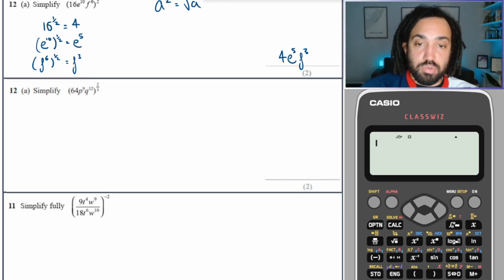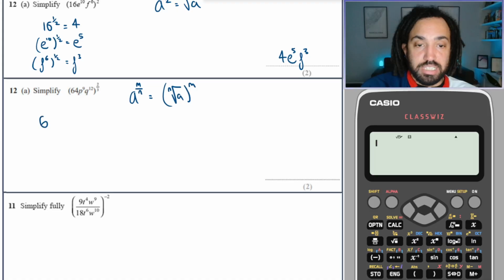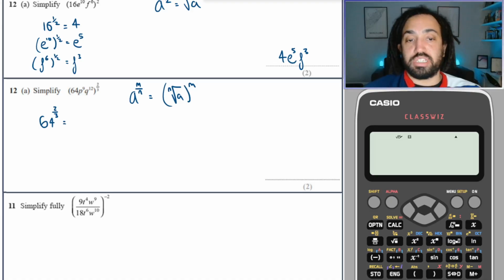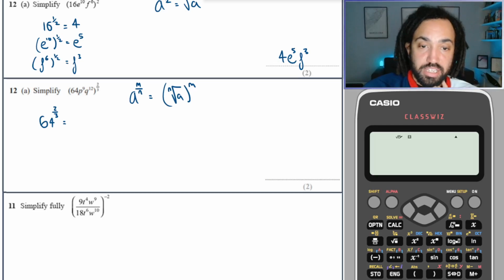Okay, right, again, a new rule. If we have a to the power of m over n as a fraction like that, then that means that we can do the nth root of a and then raise that to the power of m. So in this case, we've got 64 needs to be raised to the 2 over 3. Of course, you could just use your calculator to do that because it's numerical. But anyway, this would be the cube root of 64 and then squared. Cube root of 64 is 4, and then 4 squared is 16.